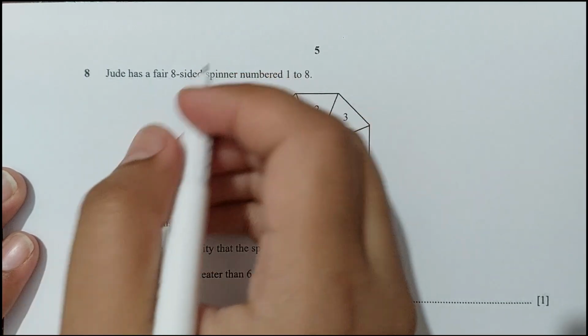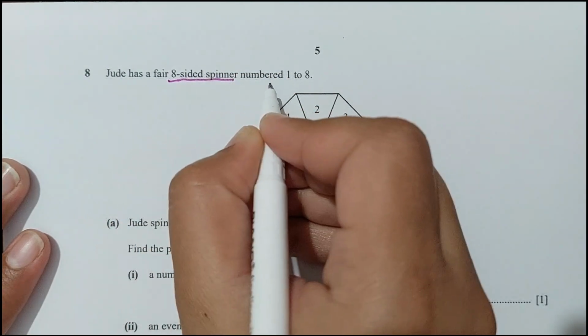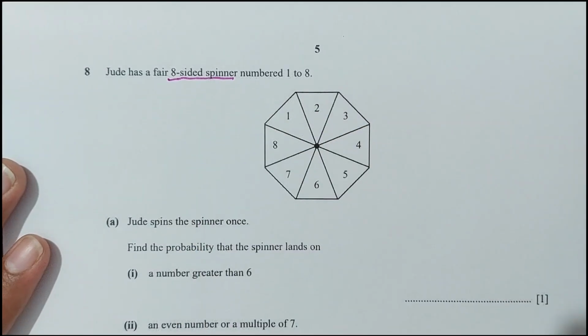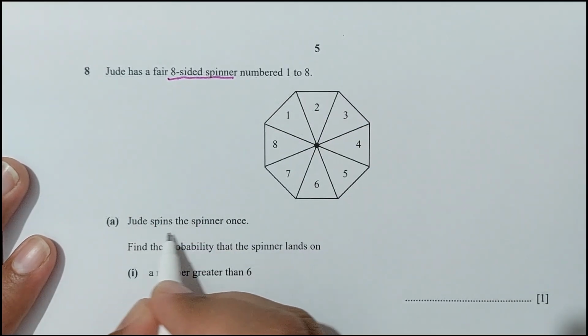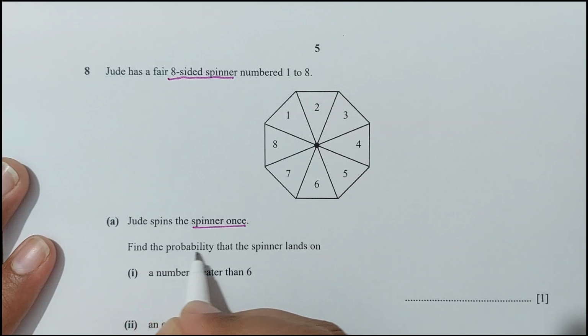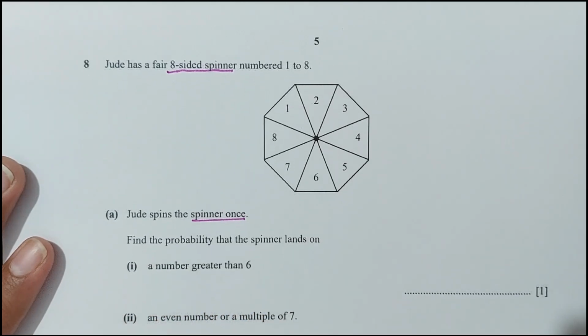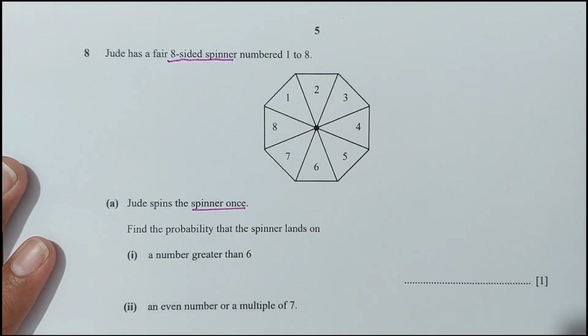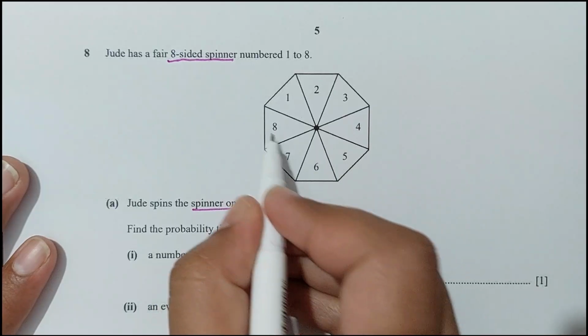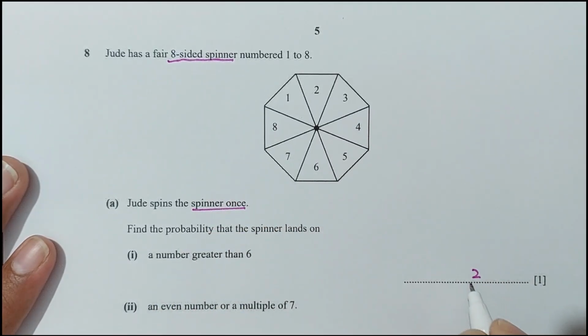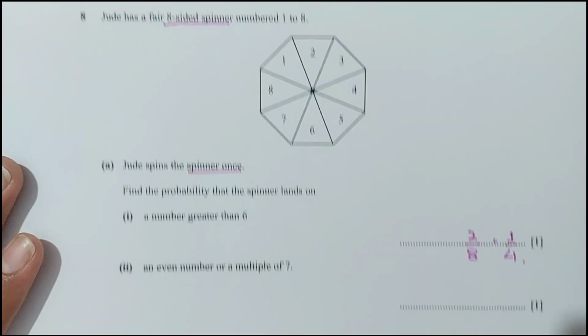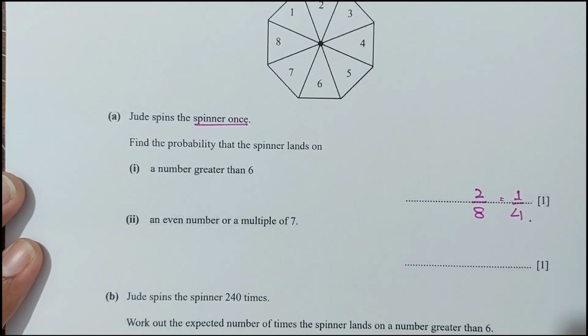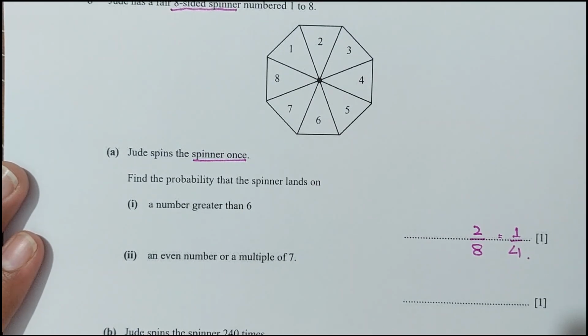Question number 8. Judy has a fair 8-sided spinner numbered 1 to 8. Part A. Judy spins the spinner once. Find the probability that the spinner lands on a number greater than 6. How many numbers are greater than 6? 7 and 8. There are two numbers greater than 6 out of 8 numbers, or 1 by 4. Now for the second part, an even number or a multiple of 7.